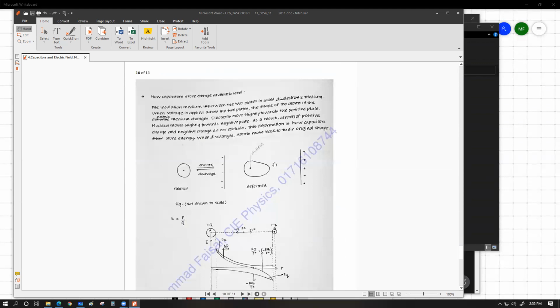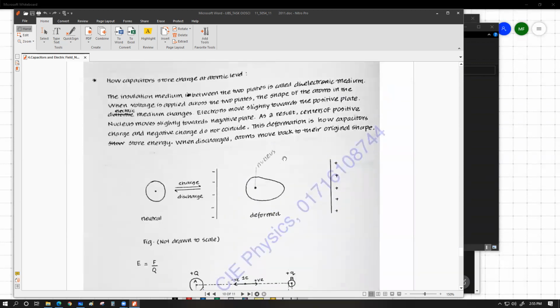এই যে এই পেজ নাম্বার 10-এ যাও। এখানে দেখো how capacitor stores energy at atomic level. Have a look. If we consider that between the two plates of the capacitor there is an insulation medium other than vacuum. It can be air, it can be some sort of plastic, glass, ceramic, some non-conducting material, because we don't want these two plates to be short circuited. So there is some insulator material placed over here, which is sometimes called the dielectric medium, which is also mentioned here. The insulation medium in between the two plates is called dielectric medium.